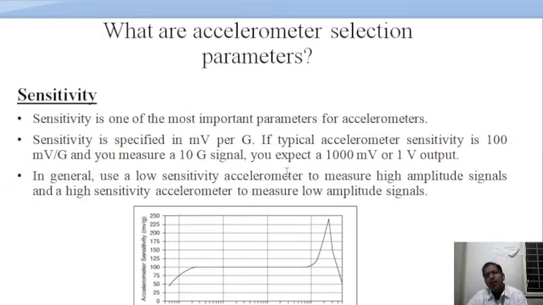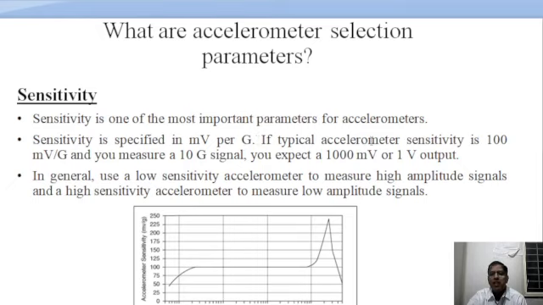Then, what are the accelerometer selection parameters? What are those specifications which every vibration analyzer has to take care of? First is sensitivity. Sensitivity is one of the most important parameters of an accelerometer. Sensitivity is specified in millivolt per G, where G stands for the acceleration due to gravity, and we know that the acceleration due to gravity is 9.81 meter per second square.